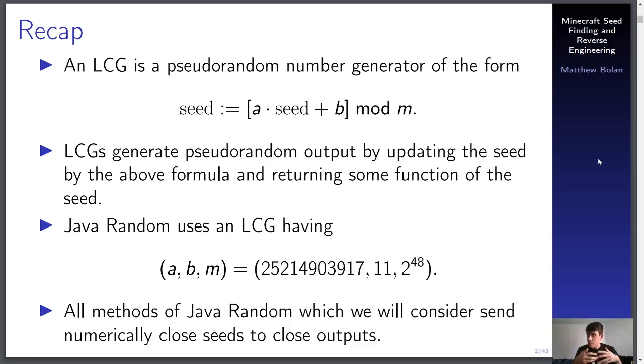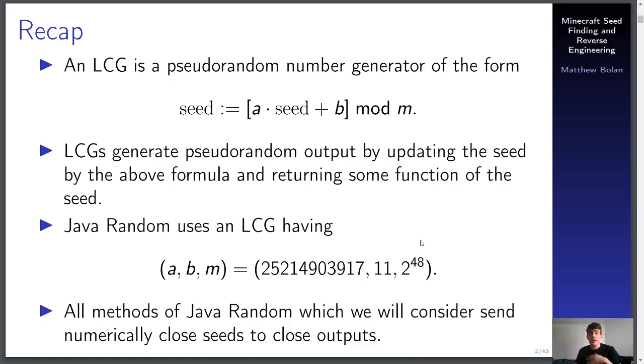In particular, almost all randomization in Minecraft generation, with the exception of biomes, is done using a linear congruential generator, well, an LCG, which has this A number up here equal to this, and it has this B number equal to 11, and it has the modulus being 2 to the 48.